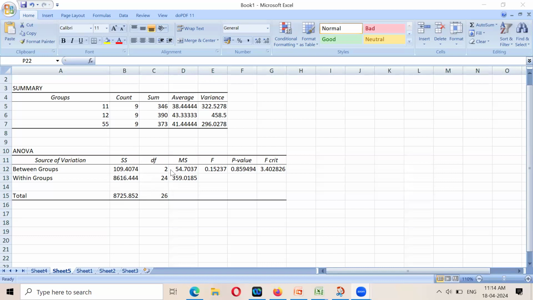Second is the DF, that is degrees of freedom. We'll see it later. The third column is the mean square. For each sum of squares taken, the mean is calculated. Then there is the F factor. Then the P value and the F critical value. What are these actual values?